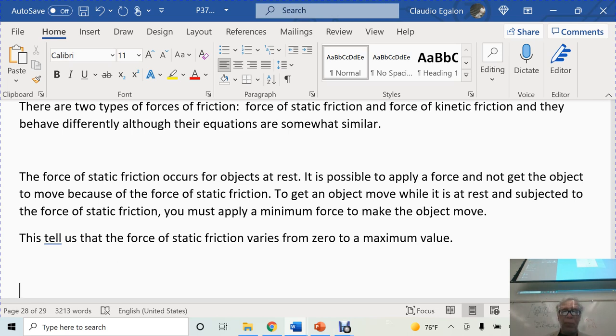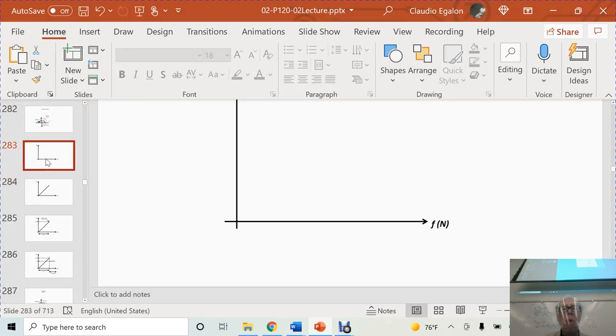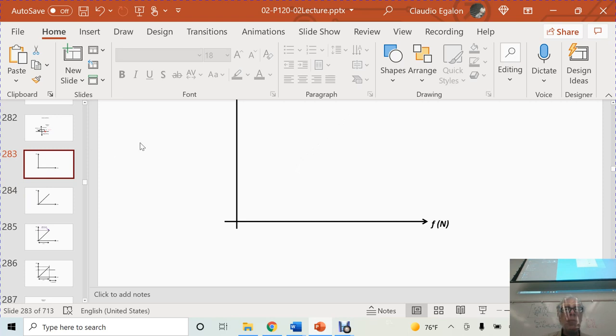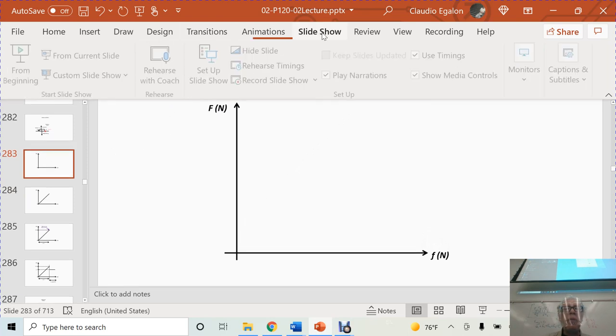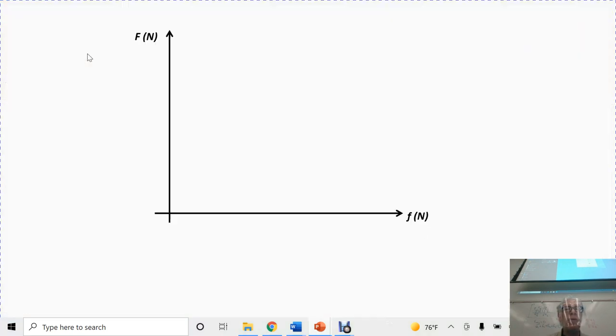I'm going to show you here in the drawing. If you're going to plot an applied force versus the force of static friction, you have some axes. My applied force and the force of friction.